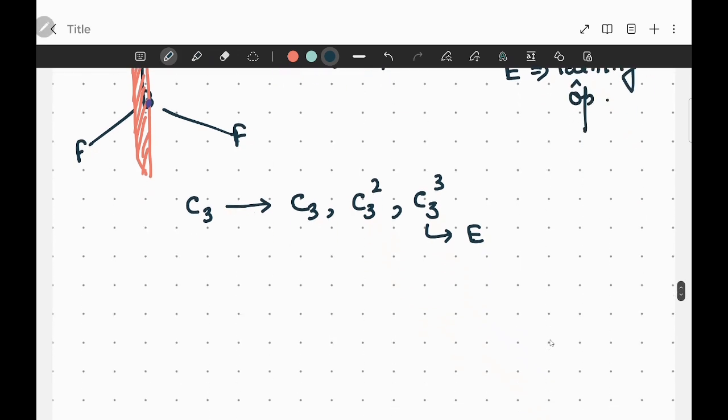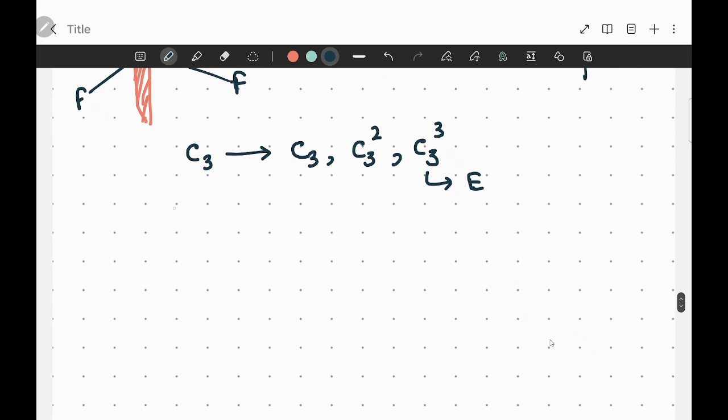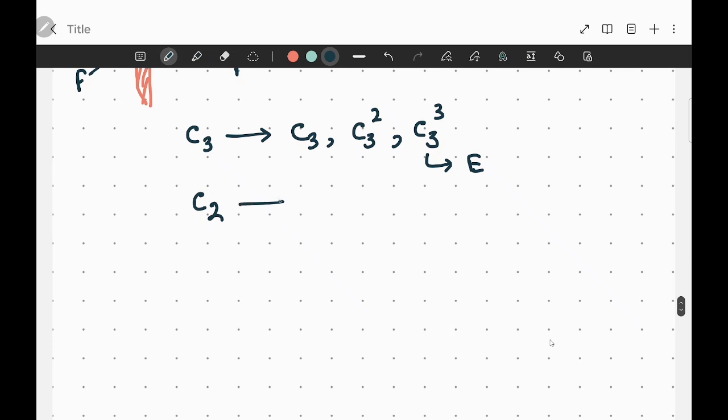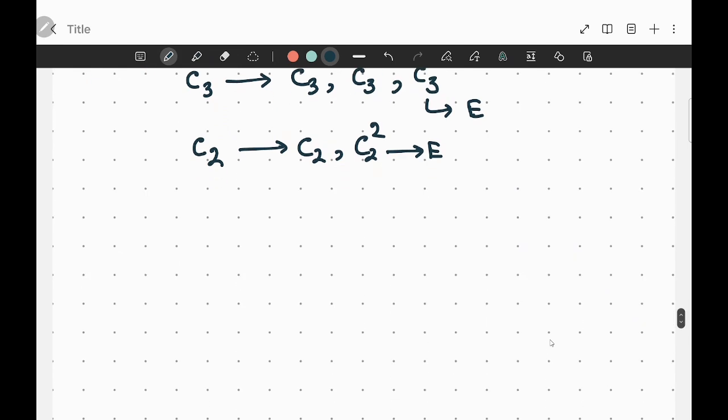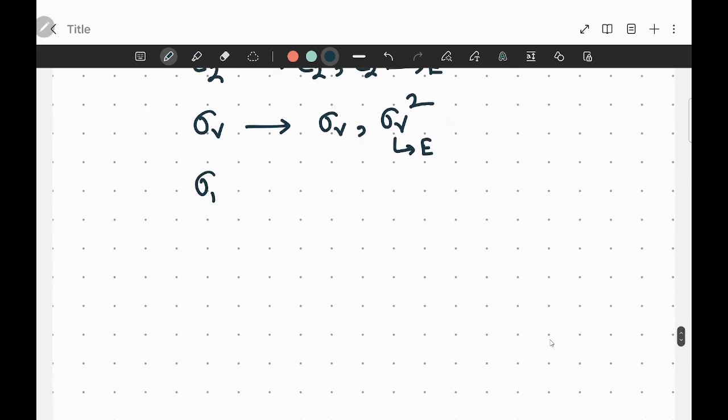So this operation you have. Again there was 3 C2. Here also you consider C2 and C2 squared. So C2 squared again is E. So you will get 3 C2 here. Sigma V, sigma V squared. Sigma V squared will be again E because you are giving a reflection once. Again you reflect it, then again it will be the same. So sigma V twice is again E, and for sigma H also. For any sigma, if you give it twice, it will give E.